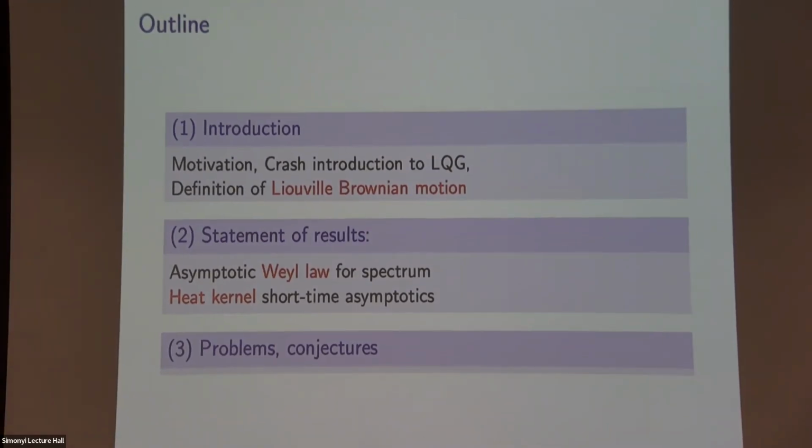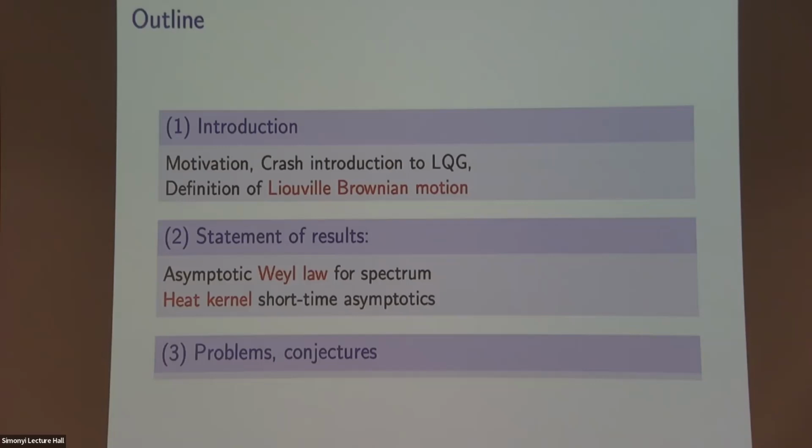Some of you are familiar with this stuff, but some are not. So I'll do a crash introduction to LQG and tell you a bit about the object which is the center of the talk, the Liouville Brownian motion, and then I'll tell you some of our results for Liouville Brownian motion. They relate to the Weyl law and to the heat kernel short-term asymptotics, and I'll discuss a couple of problems and conjectures. Feel free to interrupt me. These are slides, so I hope I will not, but I might be tempted to go faster. So it's good if you interrupt.